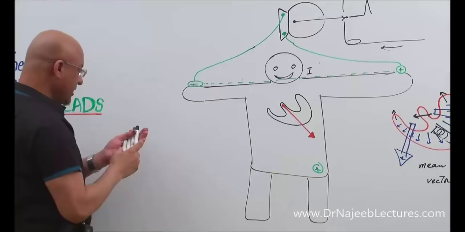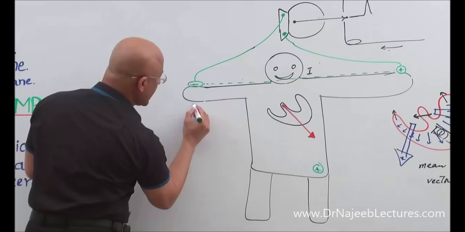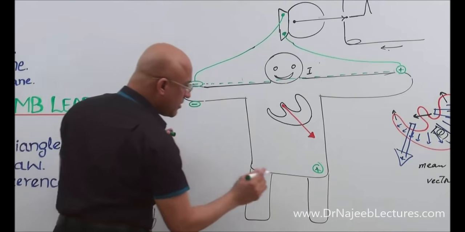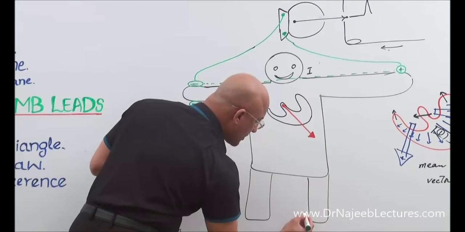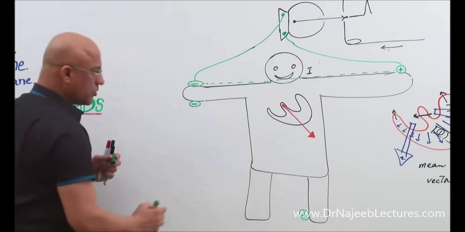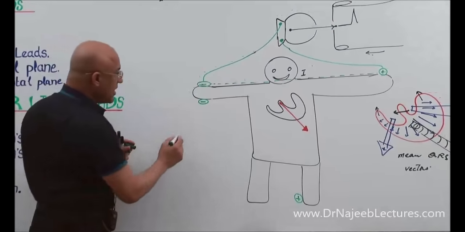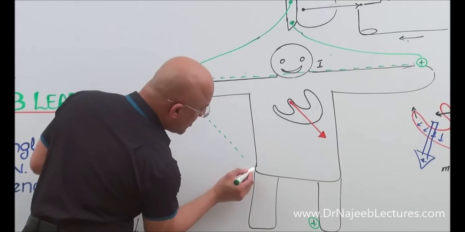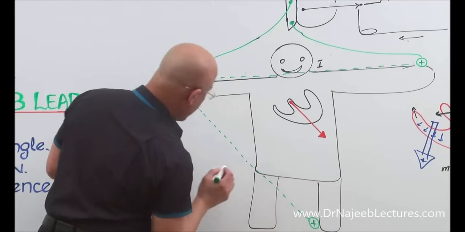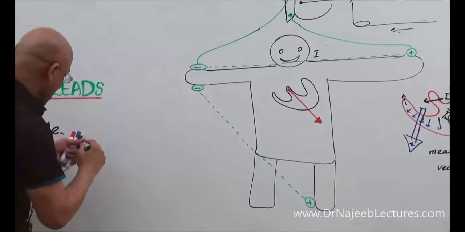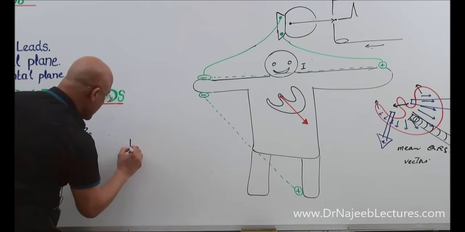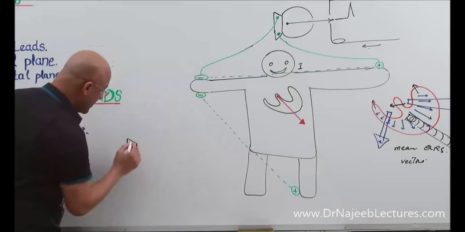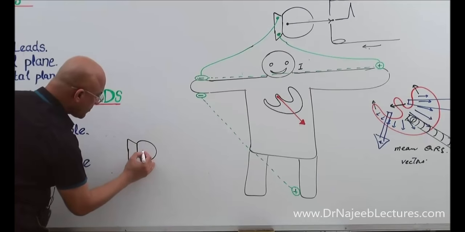Now we will do another thing. Let's suppose we put the negative electrode here, right? And we put the positive electrode here. Now will the axis of the lead be the same as the previous lead or different? Different. Here, what we will do, again I will draw the machine. The circuit of this lead is different than the previous lead number one.